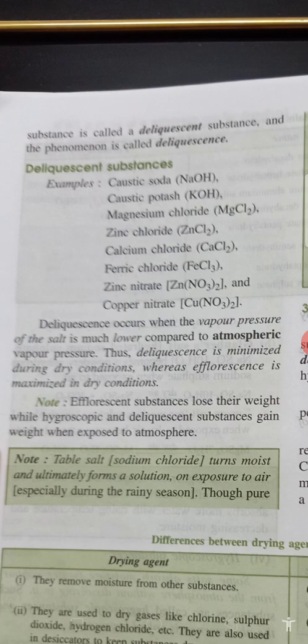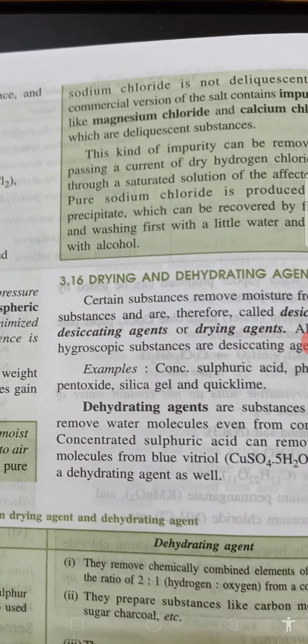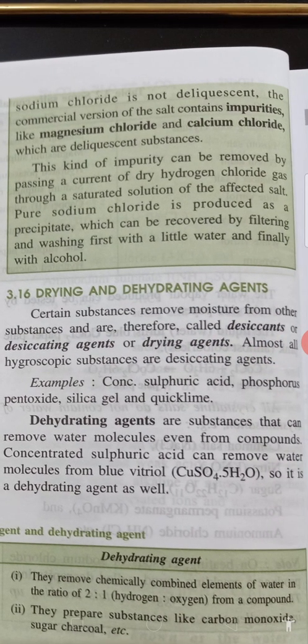You might have seen salt in a plate, and during rainy season you see that it becomes moist and ultimately dissolves. Though pure NaCl is not deliquescent, this commercial version of salt contains impurities like magnesium chloride and calcium chloride, which are deliquescent. So that salt becomes deliquescent or dissolves in water due to the impurities of magnesium chloride and calcium chloride.